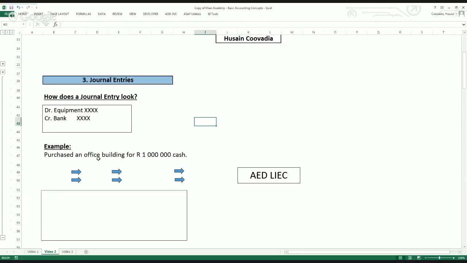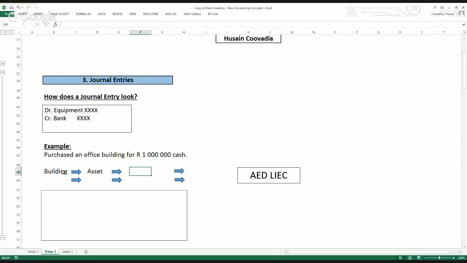You purchased an office building for 1 million rand cash. So what have you done? You've purchased an office building for 1 million rand cash. Let's break down this example and see what forms part of this. We've purchased a building, so the first thing we have is a building. What element does a building fall under? Is it an asset, a liability, or equity? If you apply the definition, you will see that a building falls under the definition of an asset. An asset is a resource owned or controlled by the business due to a past event from which future economic benefits are expected.